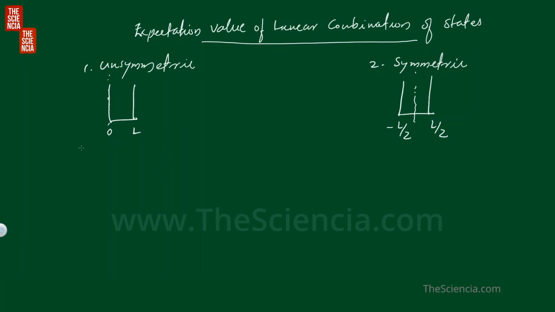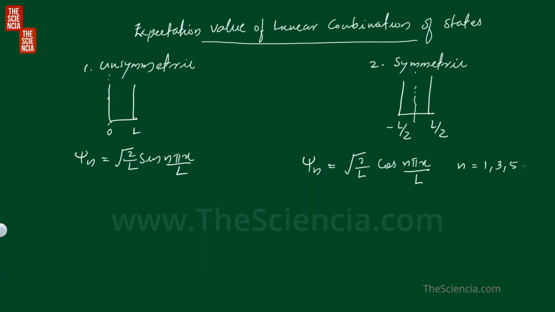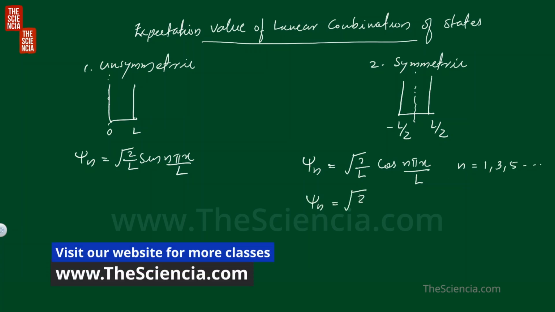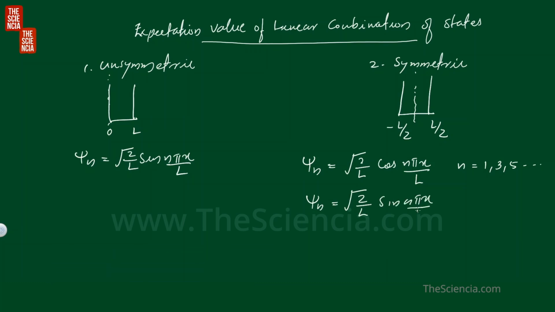And we know the wave function, that is psi n is equal to root 2 by L sin n pi x by L. And for a symmetric box, there will be two types of wave functions, that is psi n equal to root 2 by L cos n pi x by L for n values equal to 1, 3, 5, etc., and psi n equal to root 2 by L sin n pi x by L for n values equal to 2, 4, 6, etc. And we know the energies, that is En is equal to n square pi square h cross square by 2 m L square, and here the energy is the same as the unsymmetric box.